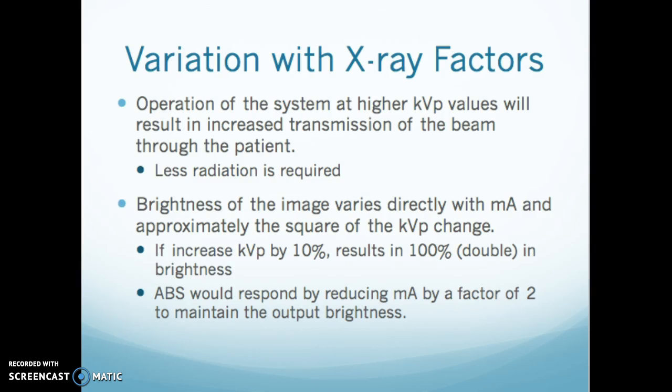So variations with X-ray factors. Operation of the system at higher kVp values will result in increased transmission of the beam through the patient, so less radiation is required, so that's good. Brightness of the image varies directly with the mA and approximately the square of the kVp change. So if you increase kVp by 10%, the result is 100% or doubling in the brightness. The ABS would respond by reducing the mA by a factor of 2 to maintain the output brightness.